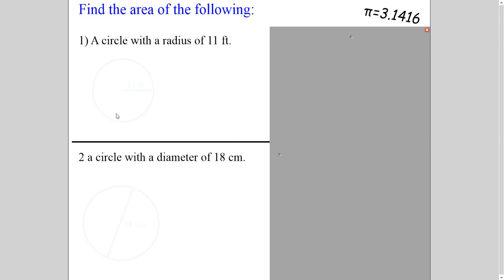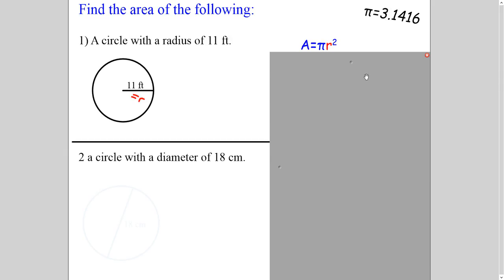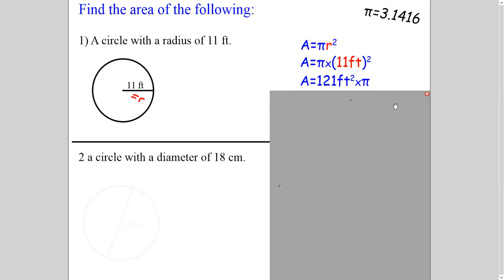So find the area of a circle with a radius of 11 feet. So here's our circle, 11 feet. We're going to use the formula of pi r squared for area. Our r was 11, so we're going to take 11 feet and we're going to square it. We're going to get 121 feet squared times pi. I actually just do all this as one whole thing in the calculator, but I wanted to show you what it looked like written out. And so we get approximately 380.13 feet squared.